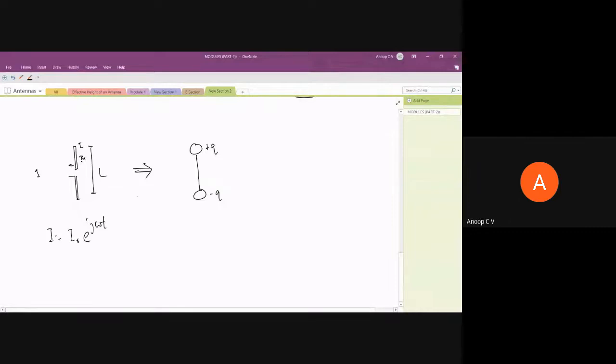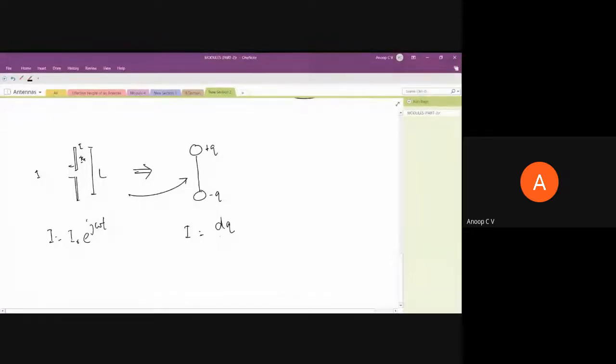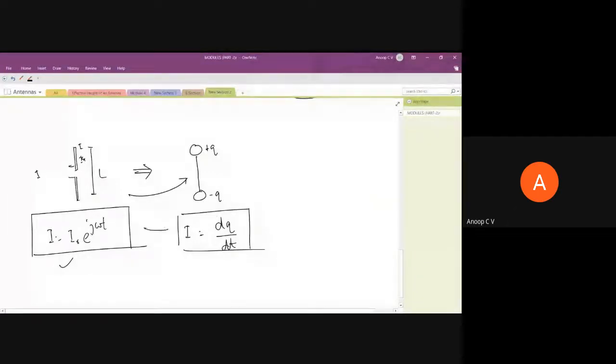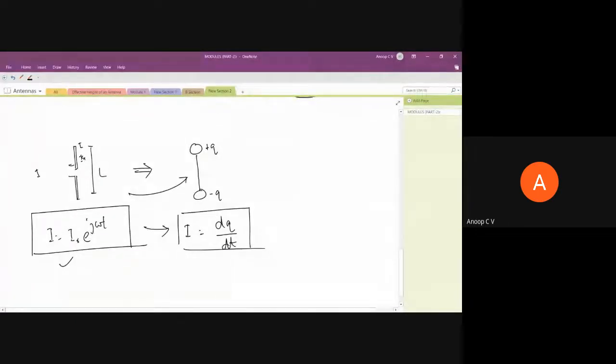And how are this I and Q related? This I will be equal to dq by dt. In fact, it should be minus dq by dt, but we are conveniently neglecting that minus part. It's the time rate of change of charge flow. So I is equal to dq by dt, and this I is equal to I naught e power j omega t. So this is the current phasor, and this is how it's related to its equivalent representation. I hope this much is clear.